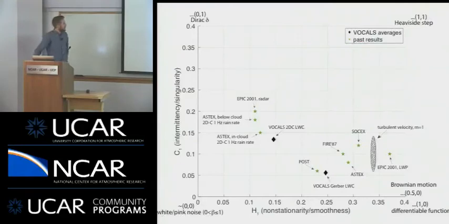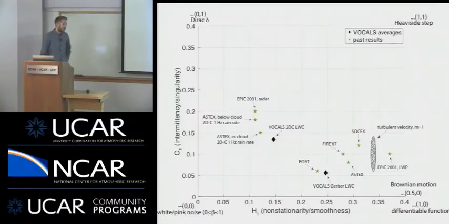So now we can look at that VOCALS average versus the past results, and we can start to think about what this means for starting to put together some sort of structure-aware parameterization. Here we can see these past results, and I'll go through these one by one. Here we've got liquid water path again, and like I said, I think this is to the right of turbulence for reasons that I don't understand.